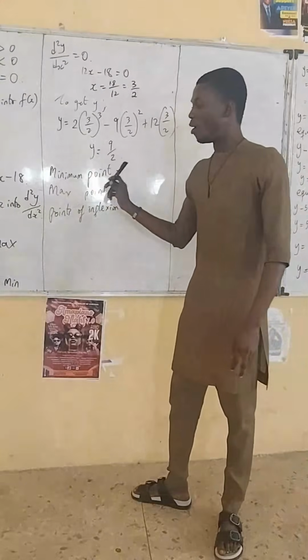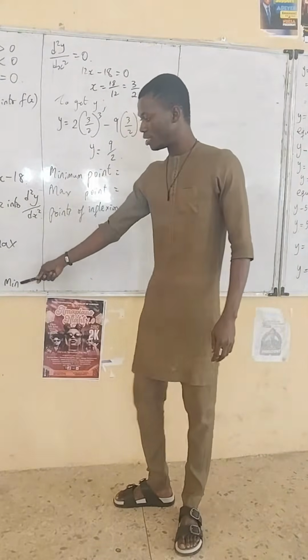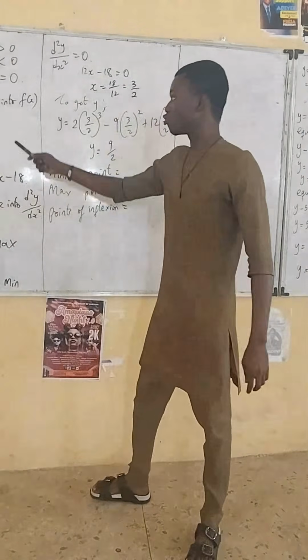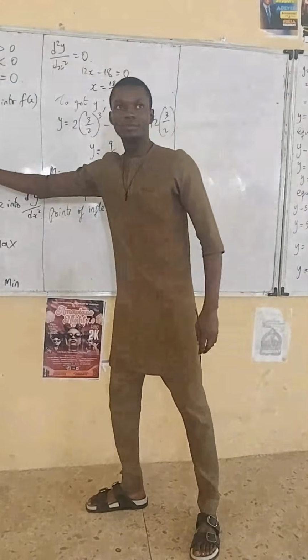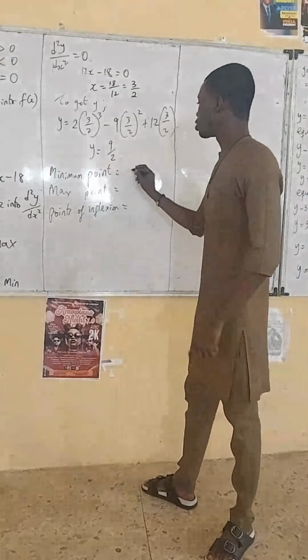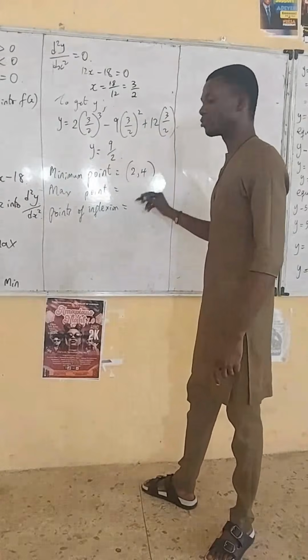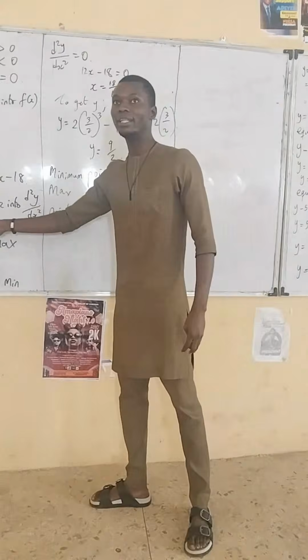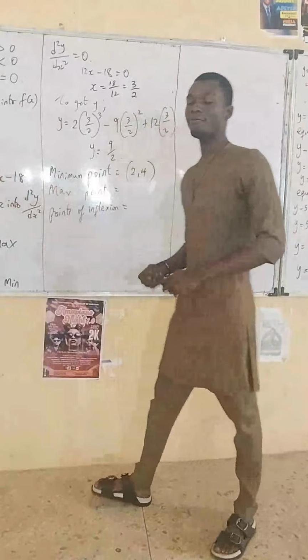Now our minimum points. Where do we have minimum? This one, right? When x is what? 2. When x is 2 means this one. So that's our minimum is 2, 4. Our maximum is when x is what? 1. That means our maximum is 1, 5.